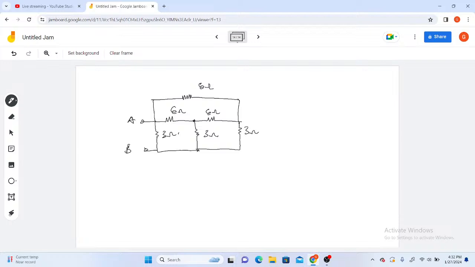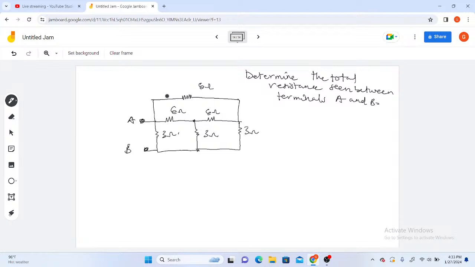The question is, determine the total resistance seen between terminals A and B. Okay, so let's go on. I have the two terminals A and B this side. So 6 ohm, 6 ohm, 6 ohm, 3 ohm, 3 ohm, 3 ohm.